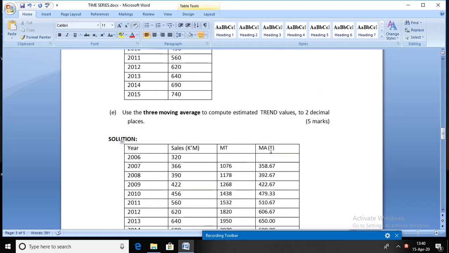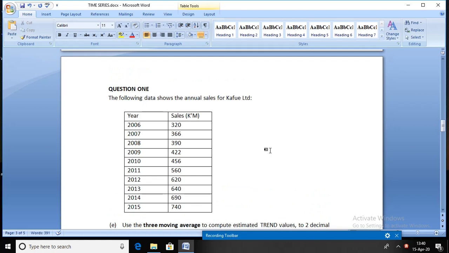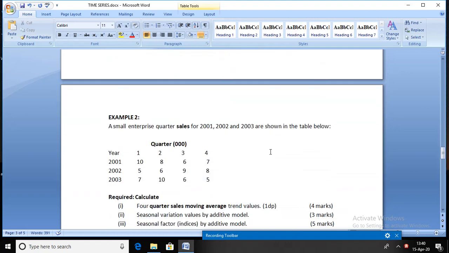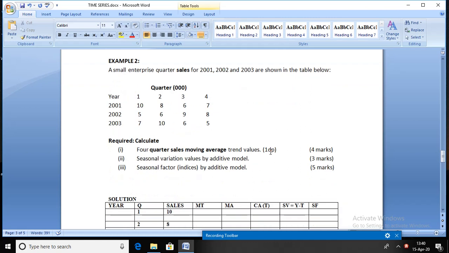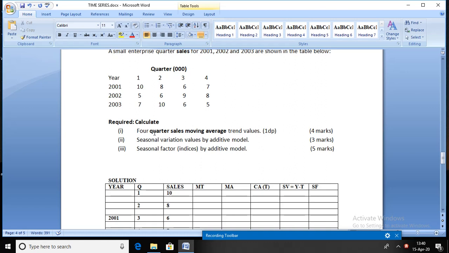It is one of those questions I picked from one of the question papers for statistics 1.2. Done. Let's look at a more comprehensive example. A small enterprise quotes sales for 2001, 2002, 2003 as shown in the table below. So these are the values that we have. Use the 4-quarter sales moving average trend values. So calculate the trend to one decimal place using the 4-point moving average.